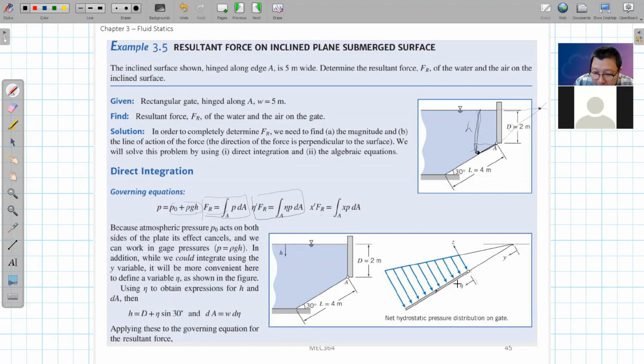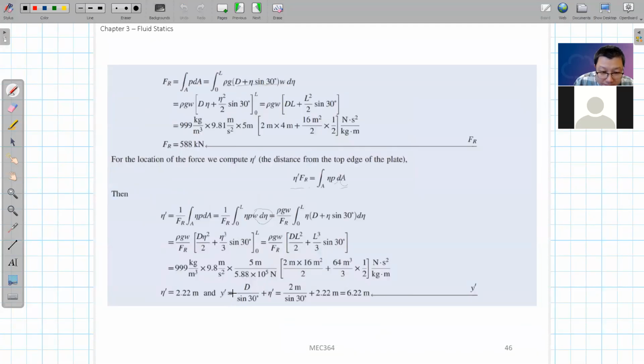And if you want to change this eta prime to y prime, you simply need to add this additional length here, and this additional length is this 2 meters divided by sin theta, with theta of 30 degrees, right? So you can change eta prime to y prime and find what the y prime value will be. This way you find the y coordinate of the center of pressure.